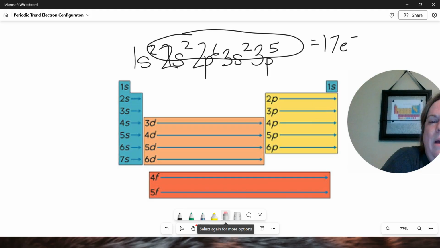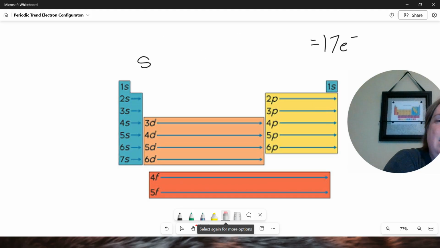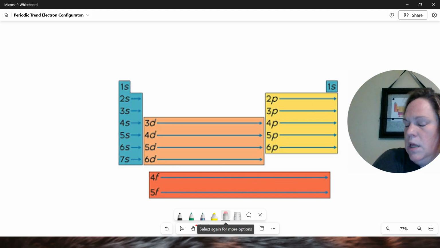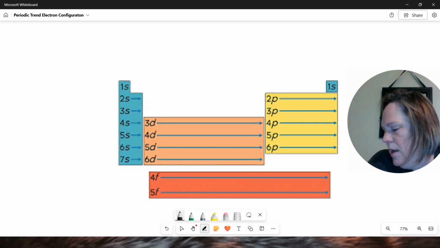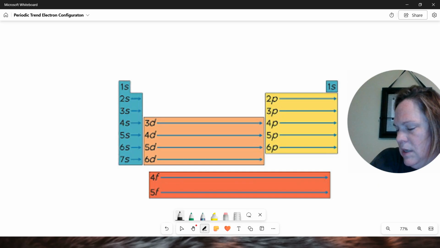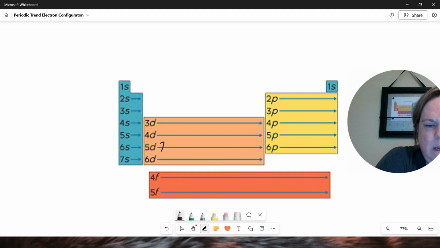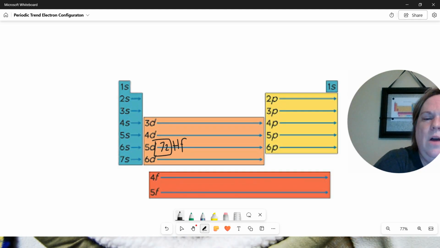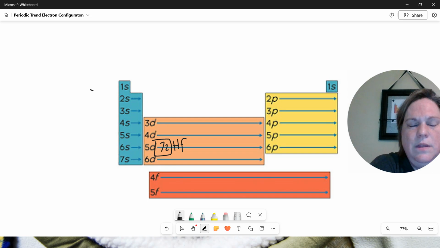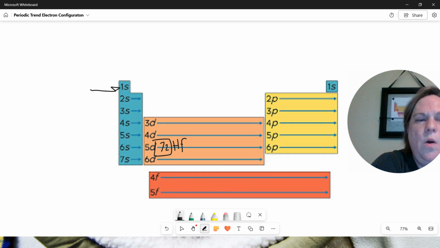Let's look at one more example. Let's pick one that maybe goes out of sync as far as chronological order. Let's pick hafnium, which is 72. And 72 is going to be right here. Okay, so I'm dealing with Hf. Okay, so I'm going to start filling up the electron configuration. I'm going to go through row 1 first.